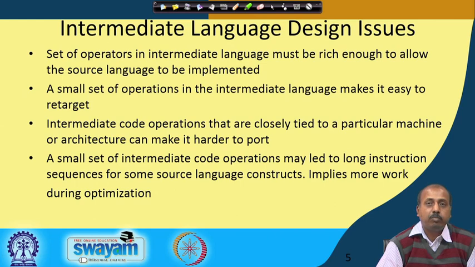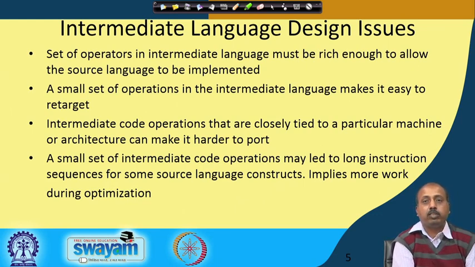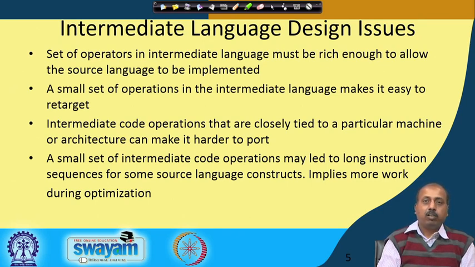Maybe in my source language there is an exponentiation operator. Now, I should keep an exponentiation operator in the intermediate language also. Otherwise, I will try to implement that exponentiation operation by means of multiplication in the intermediate language, only to find that in the target processor an exponentiation operator is already available. So, again there will be a reconversion from this chain of multiplications to exponentiation.